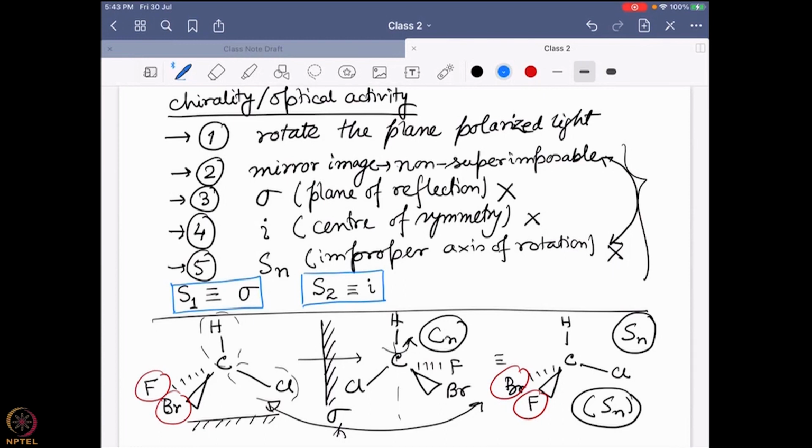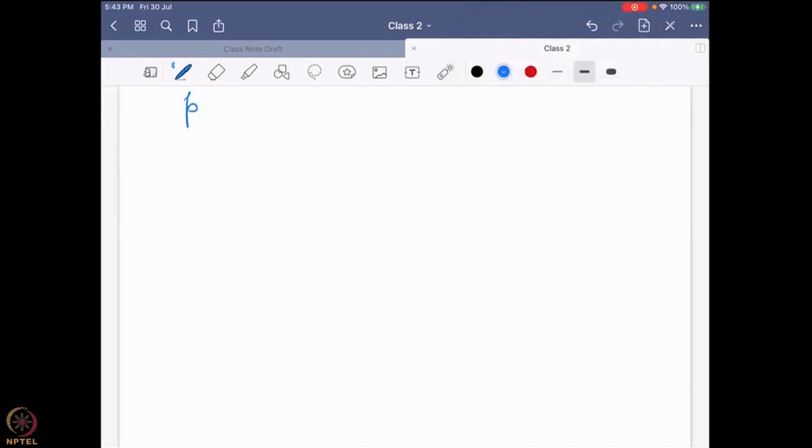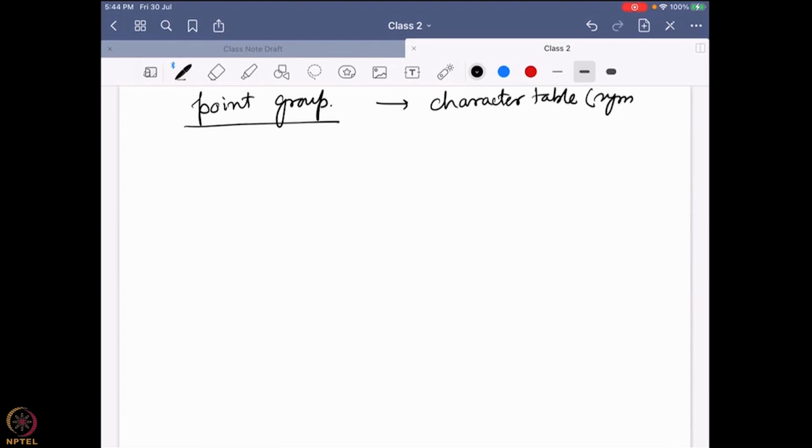Now finding an SN might not be that easy. So what we are going to do for that is find out the point group of the molecule. And as we know from the point group, I can look into the character table, and in the character table, all the possible symmetry elements are already given. And over there, I just have to glance at it to see if there is any SN axis present or not. And by SN, I also mean sigma and I, because they are variations of S1 and S2.